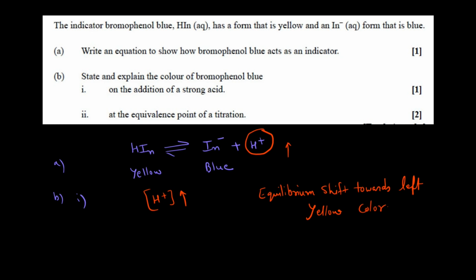Now the second part, B second, is at the equivalence point. At the equivalence point we will have equal concentrations of HIN and IN negative. So the color will be yellow and blue, both colors will be present, or we can say it will be green at the equivalence point.